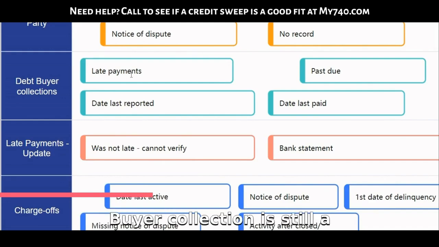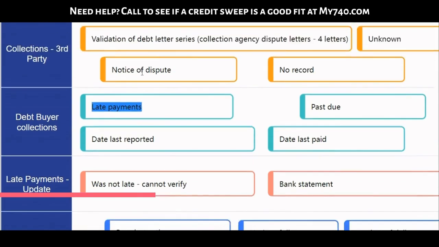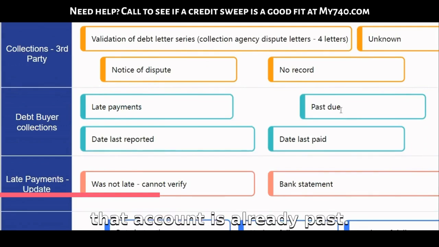A debt buyer collection is still a collection. There should be no late payments on there, and I see them on there all the time. The account is already late. There also should be no past due. Hello, the account is already past due. I remove hundreds of accounts like this.